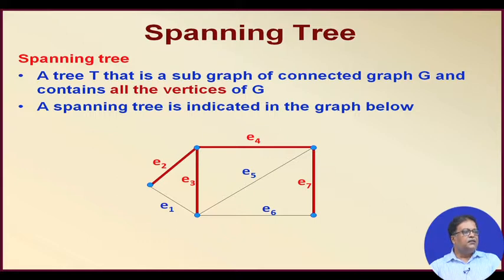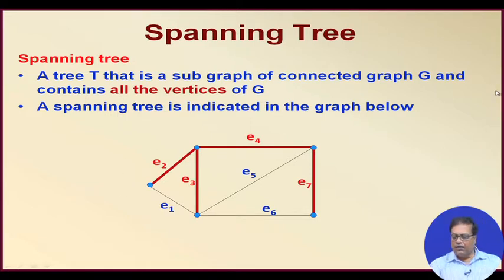A spanning tree is a subgraph of a connected graph G, and it contains all the vertices of G, but it is a tree. That's the essential idea. So, look here, in this particular graph there are 1, 2, 3, 4, 5 vertices, and if you take 4 edges, because there are 5 vertices, we can take 4 edges. If you take these 4 edges, then that forms a spanning tree, right. So, that is the essential idea of a spanning tree.